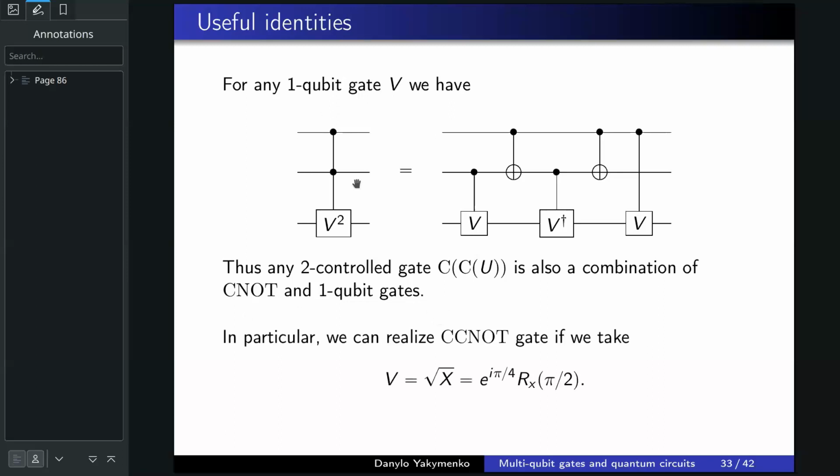Now, using this identity, in particular, we can realize the CCNOT gate if we simply take V as the square root of X. And this is this operator. This is a rotation over X by pi over 2. And there are also other possible ways to represent the CCNOT in a simple combination of CNOT and some 1 qubit gates.